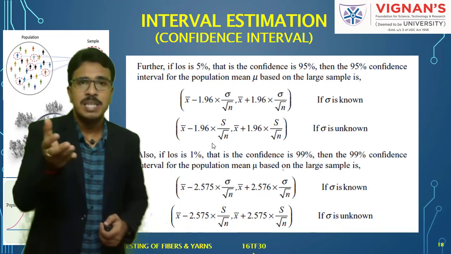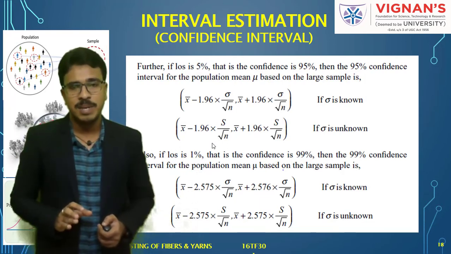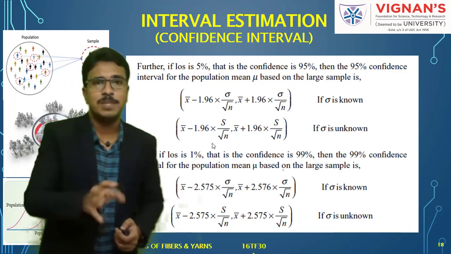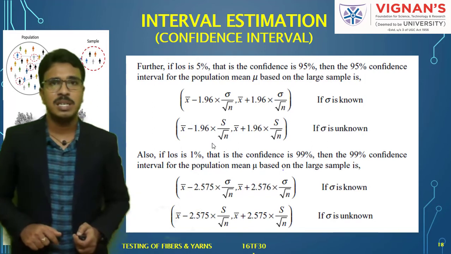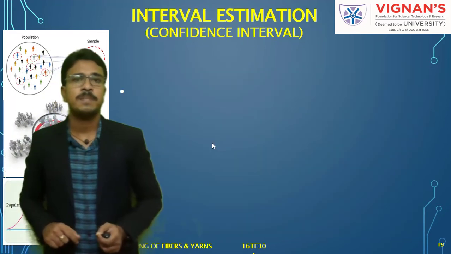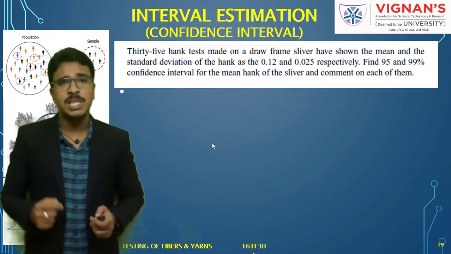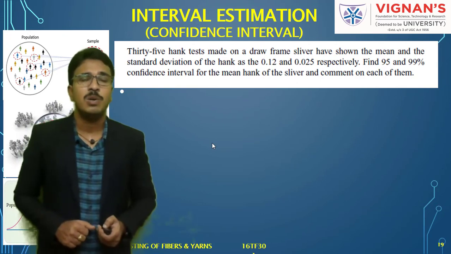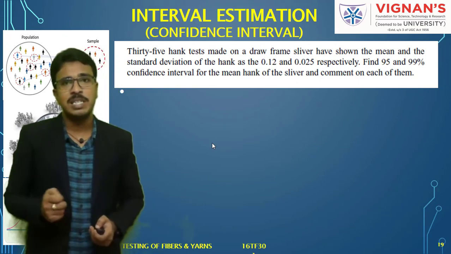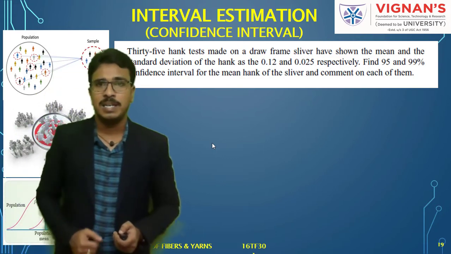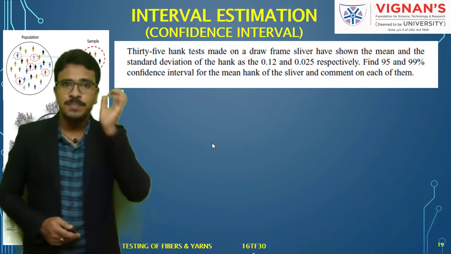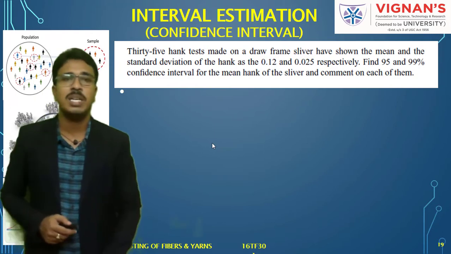We have to select the right formula, substitute the values, and find out the confidence intervals. Okay. Now we will see one example of how to find out this confidence interval when the sample size is more than 30. Okay, more than 30, not 100, more than 30.